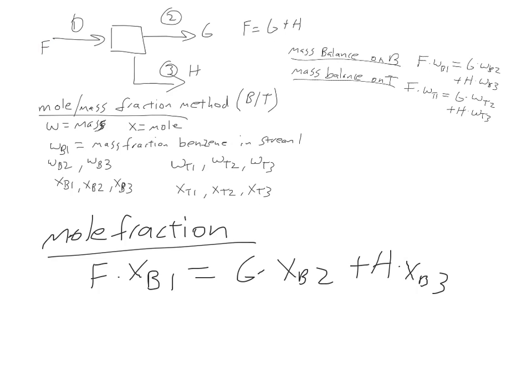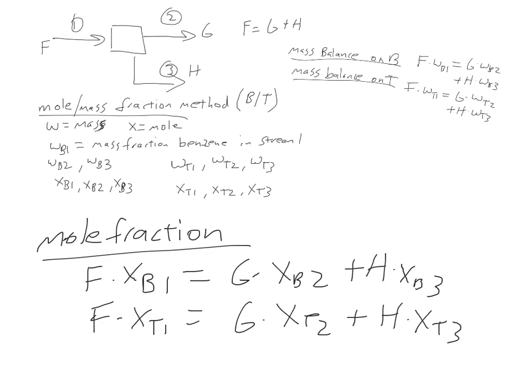If we're given that F is equal to, say, kilograms flowing or grams, then these are the equations we would use. We would solve it in terms of mass fractions. On the other hand, if F is in moles, say 25 moles or whatever, this is the equation we'd use. And of course we have F times XT1 is equal to G times XT2 plus H times XT3. So those are the equations for the mole fractions, the mole fraction mass balances.